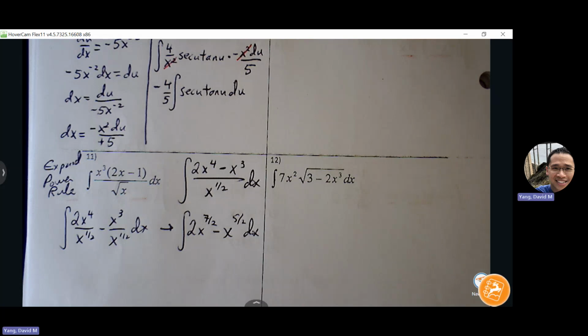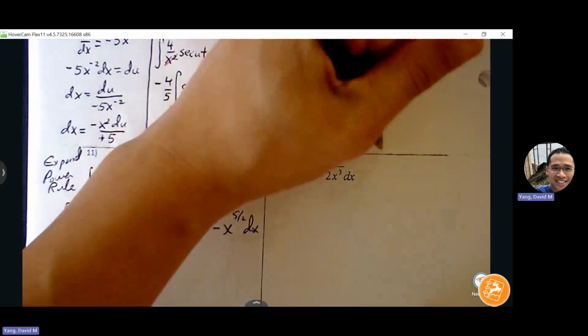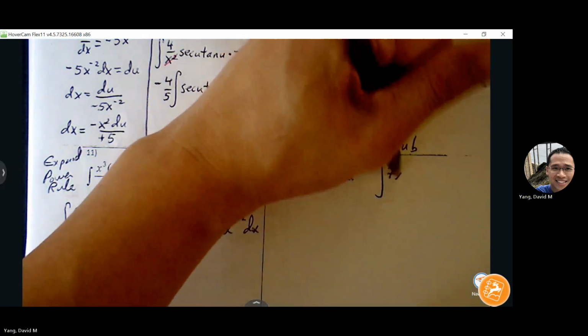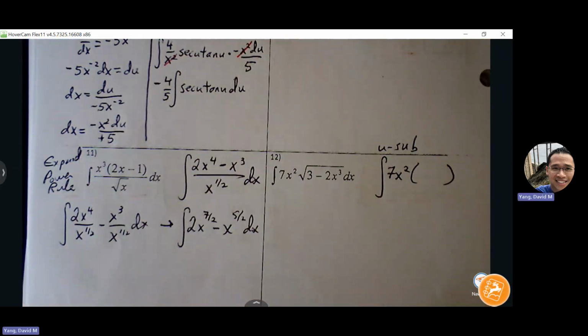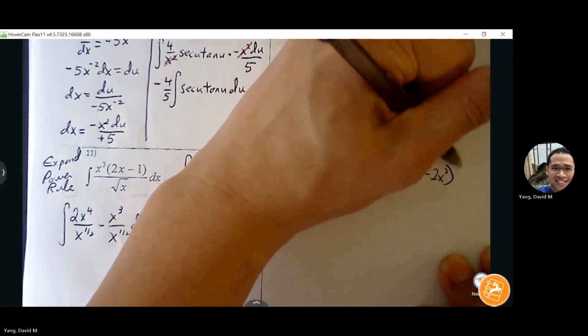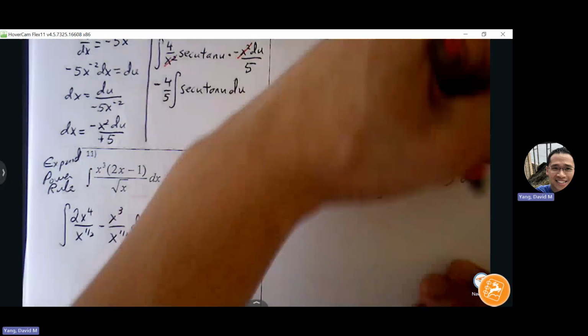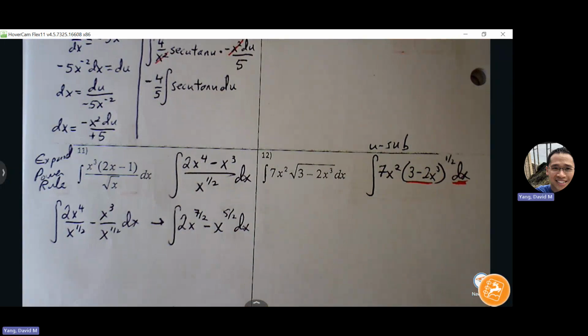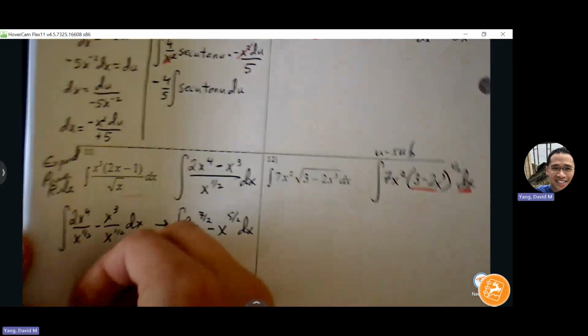Okay, number 12. Can we expand our way through? No. Okay, so U substitution. Can I rewrite it with a set of parentheses? Yeah, parentheses raised to the what? Okay. The U value is easy to spot. Is this degree going to work out nicely with that x squared outside? Yes. Okay, let's go back to the first page.